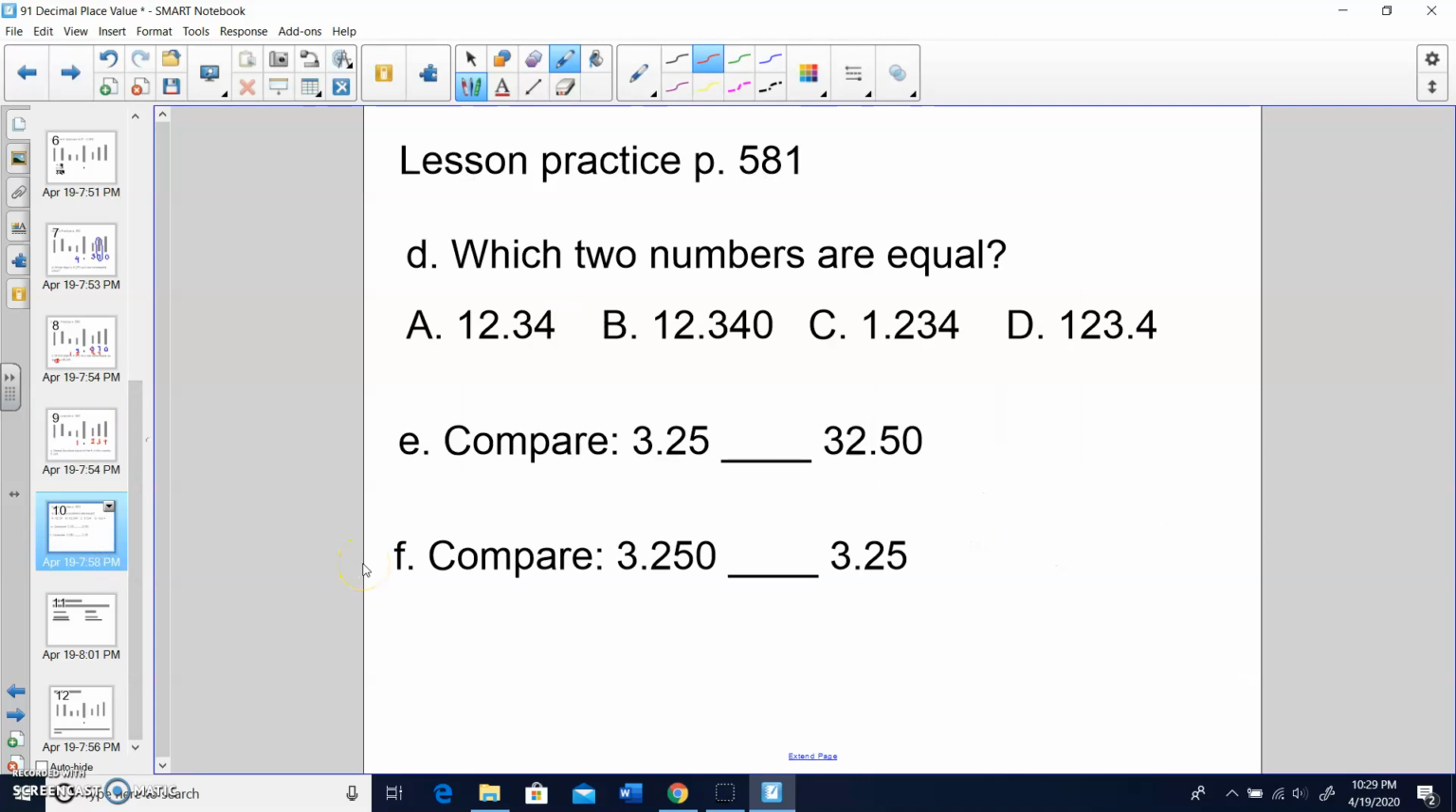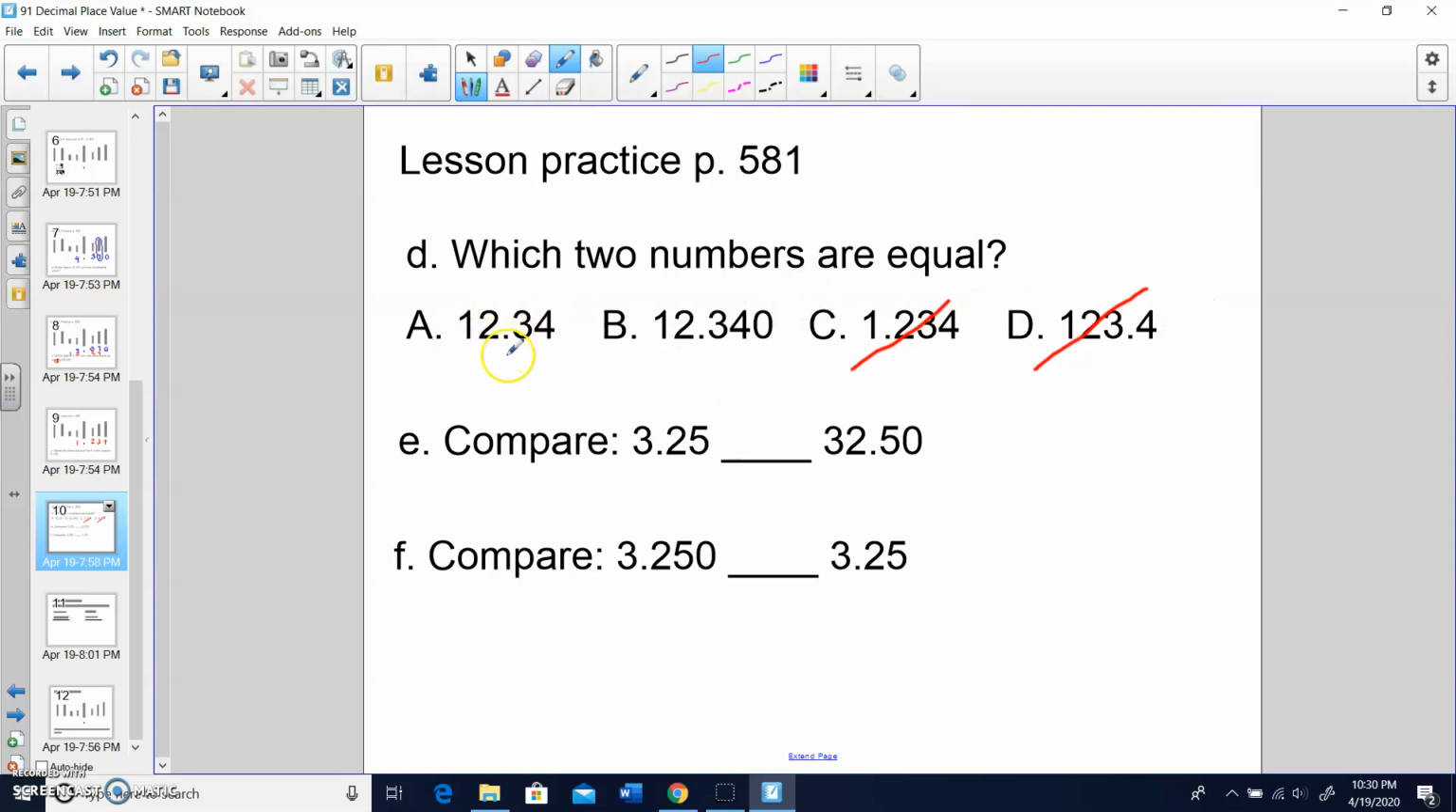Okay, moving on, page 581, D. Which of the two numbers are equal? Okay, so I have 12 and 34 hundredths, 12 and 340 thousandths, 1 and 234 thousandths, and 123 and 4 tenths. Well, first of all, when you're comparing which numbers are equal, we can look at the whole numbers. And we can obviously tell we got a 12, a 1, and a 123. Well, this one's going to be way larger than the other two, and this one's going to be smaller than the other two. So we can get rid of those two right away.